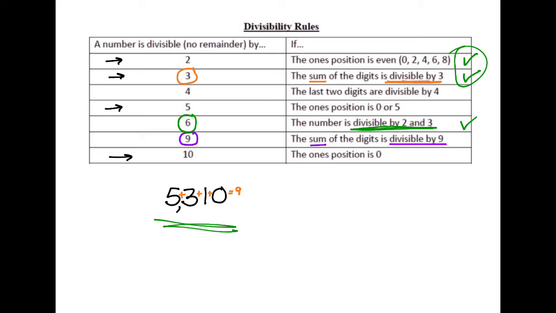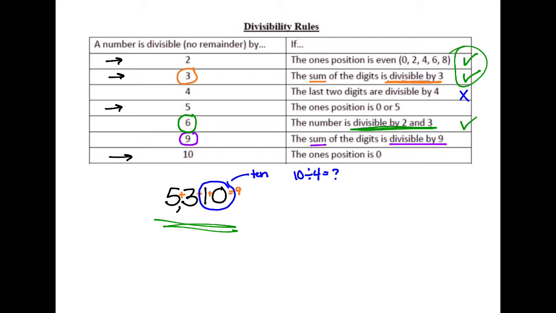All right. Divisible by 4. The last 2 digits together are divisible by 4. So that means the 10, not 1 plus 0, but 10. Does 10 divide by 4 equally? No, it doesn't, does it? So that means it is not divisible by 4.